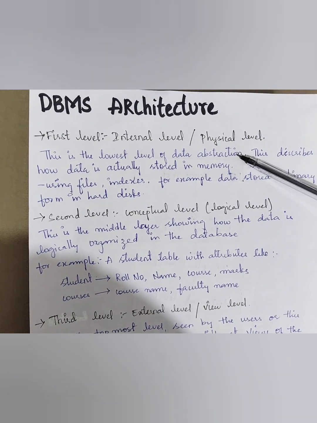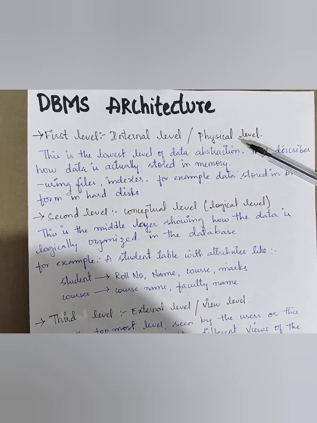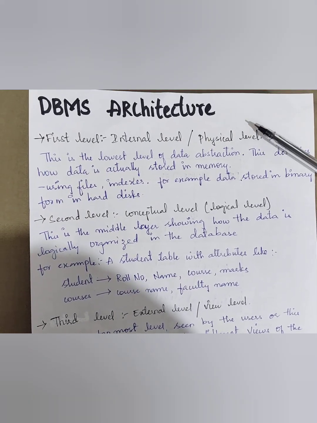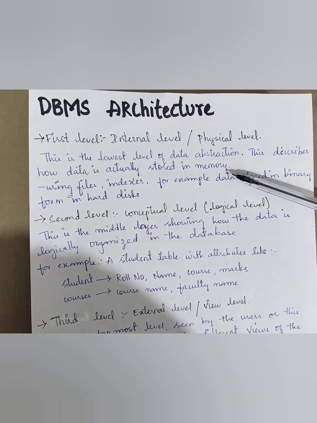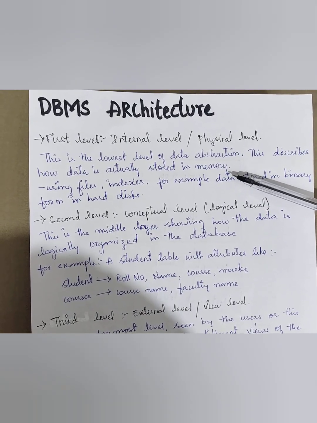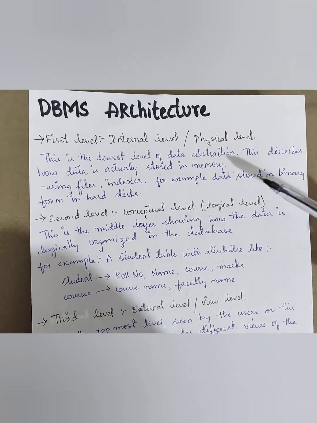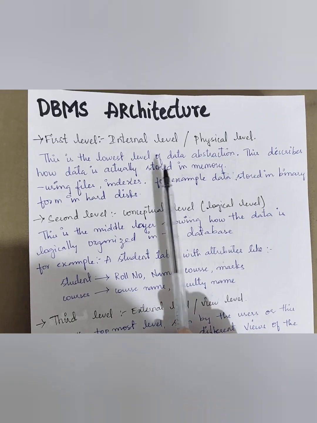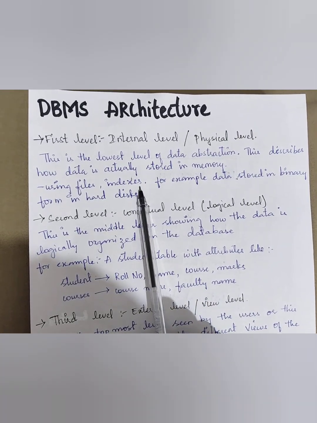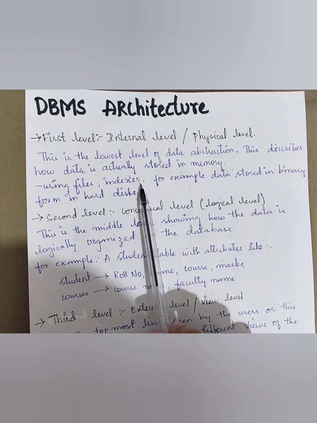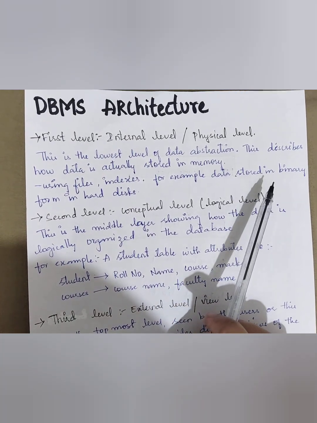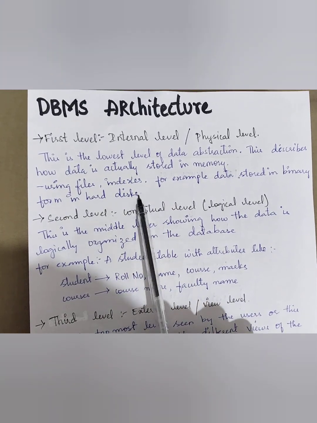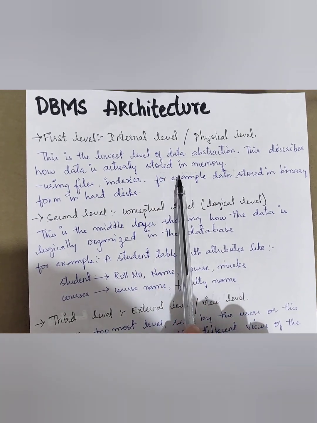The internal level is also called the physical level. This is the lowest level of data abstraction. It describes how the data is actually stored in memory, using files and indexes. The best example of the internal level is data stored in binary form in a hard disk.